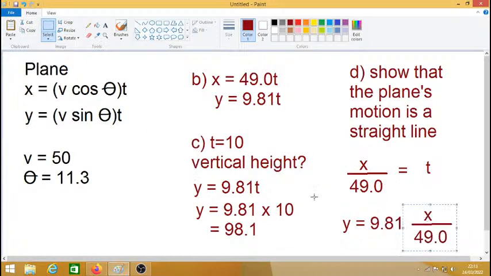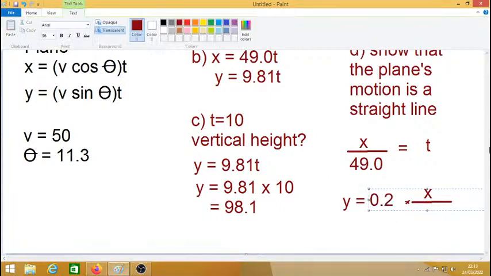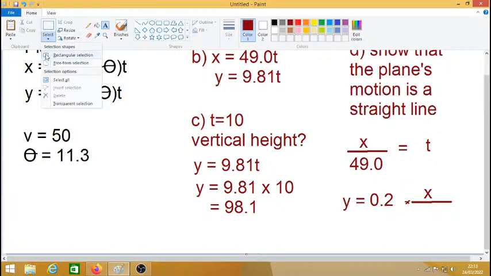So I've got y is equal to 9.81 times x over 49. 9.81 divided by 49 is going to give me 0.2. So I can replace this with 0.2 times x. And then if you think about 0.2 times x, what kind of equation is that?